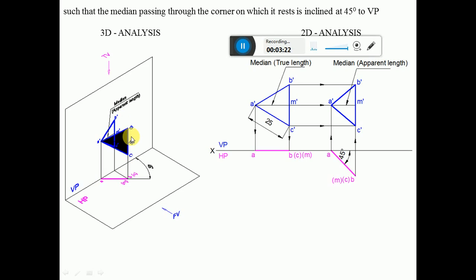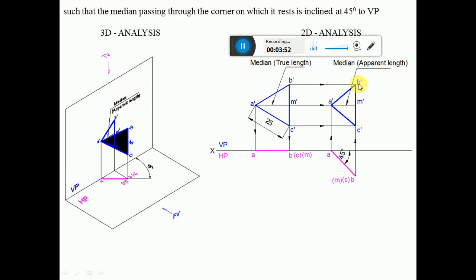When you look from the top view, B is near to the observer, so B is visible, and A is also near to the observer, so A is visible. C is away from the observer, so C becomes invisible, and M also becomes invisible. As the surface is inclined, the median is also getting inclined here. That inclination you can see here on this M in bracket. When it is projected onto the front view, you can see that the projection of A dash M dash is going to have the apparent length.